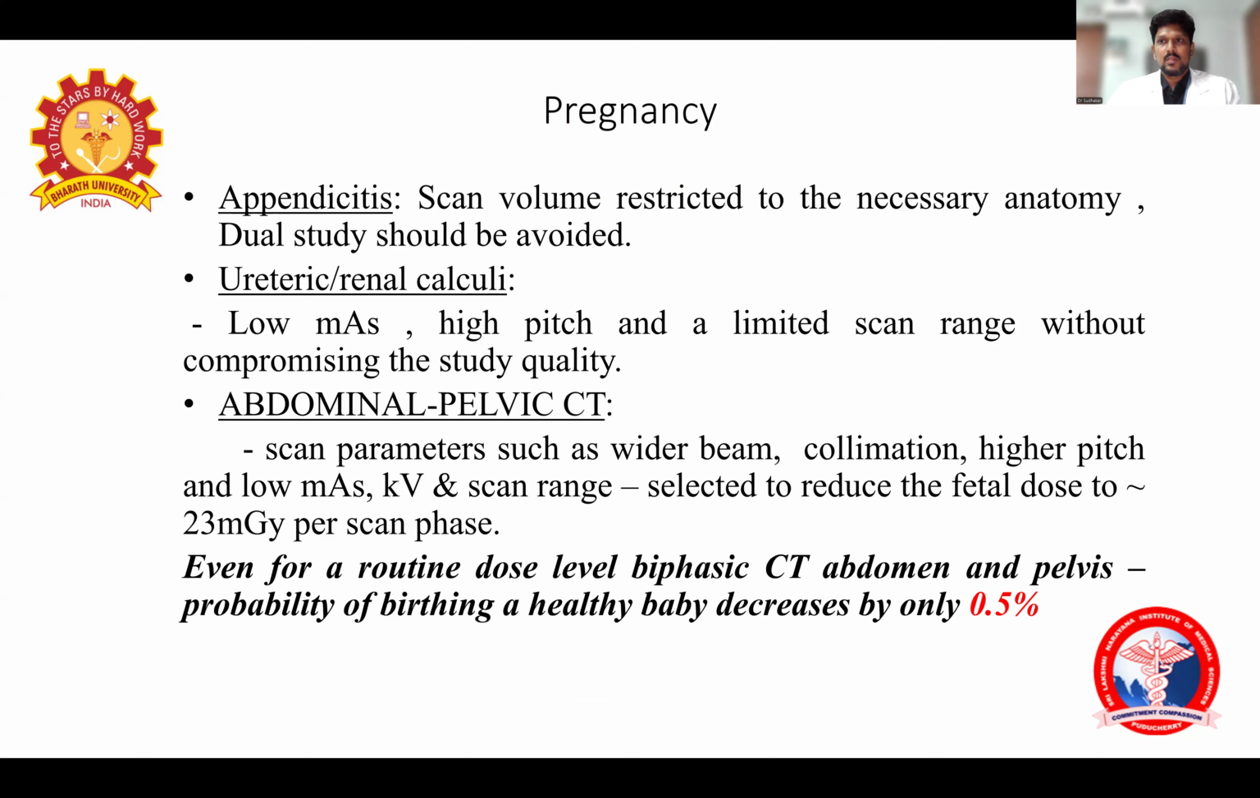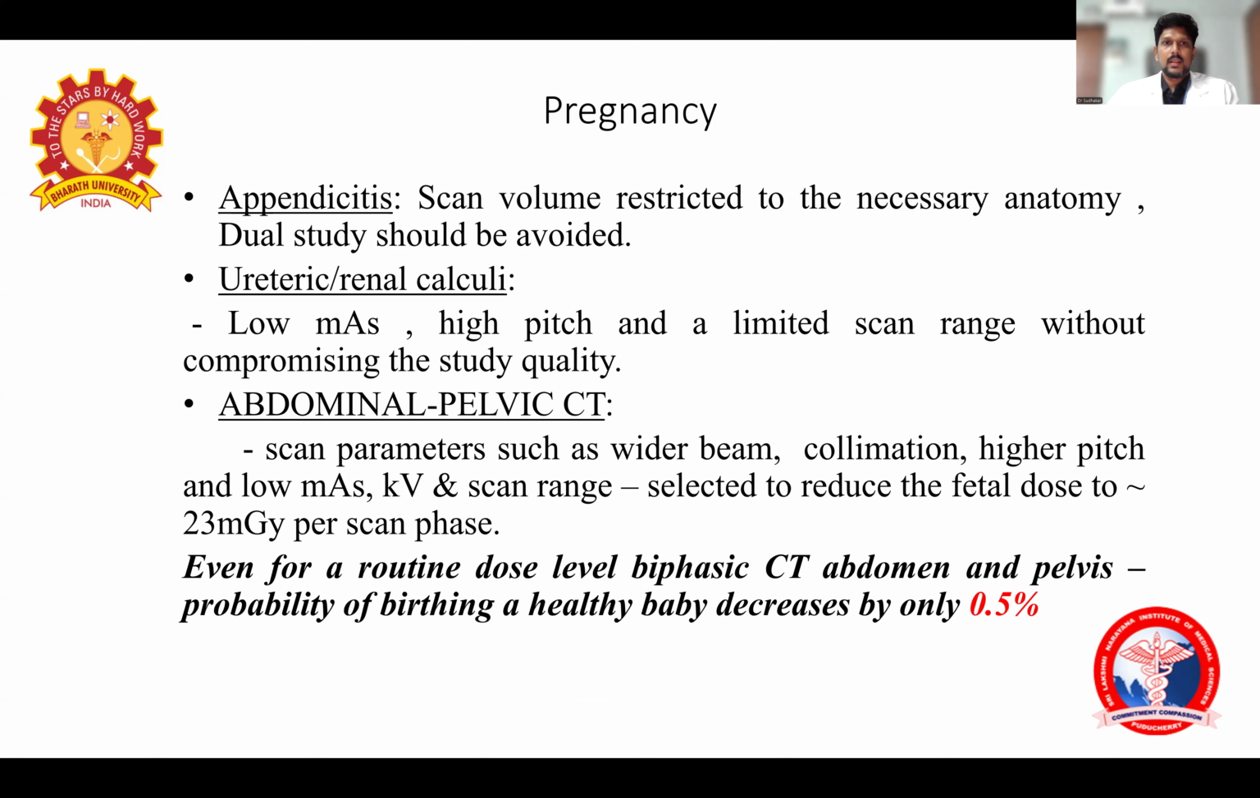So for the first thing, always check whether the suspected clinical diagnosis can be confirmed using another modality like ultrasound. If it has not been done with ultrasound, always calculate the risk versus benefit ratio in those individual patients. The most common referral of a pregnant woman includes RIF and lower abdominal pain, with a suspicion of appendicitis. So in that case, scan volume can be restricted to the necessary anatomy, which covers only the RIF. Dual studies should be avoided. And contrast could also possibly be avoided in such cases.